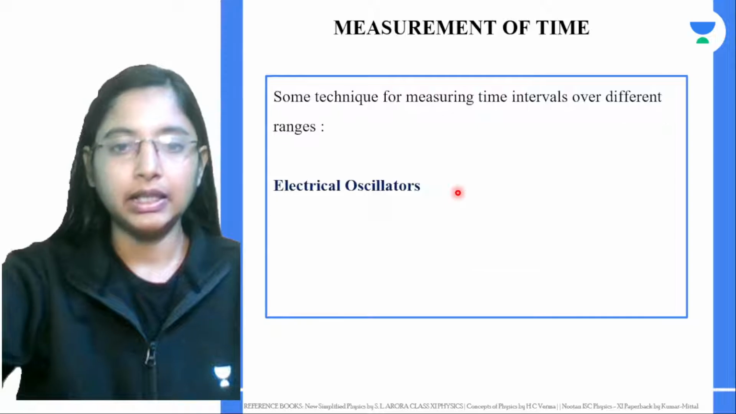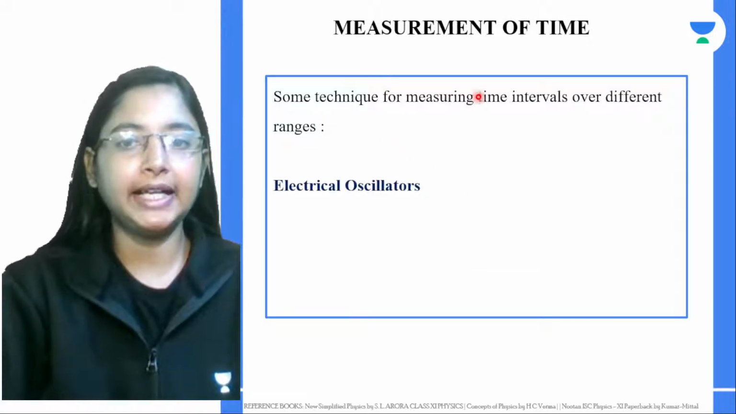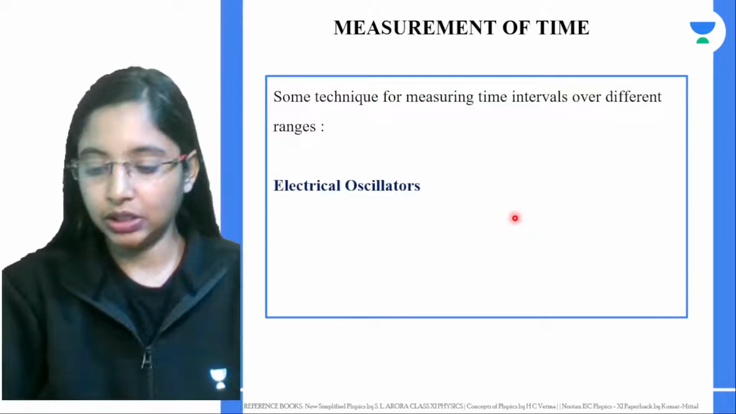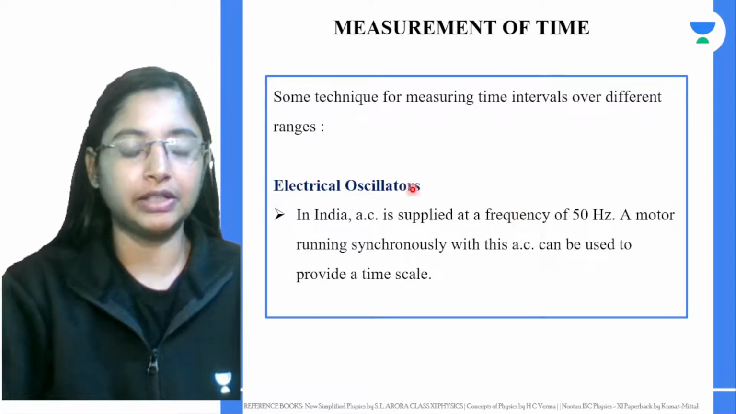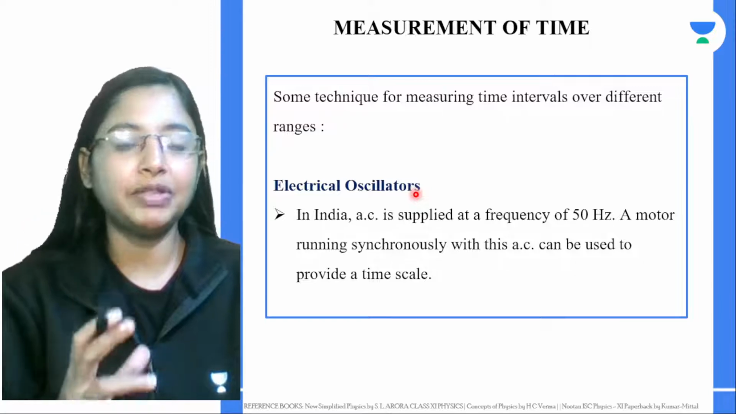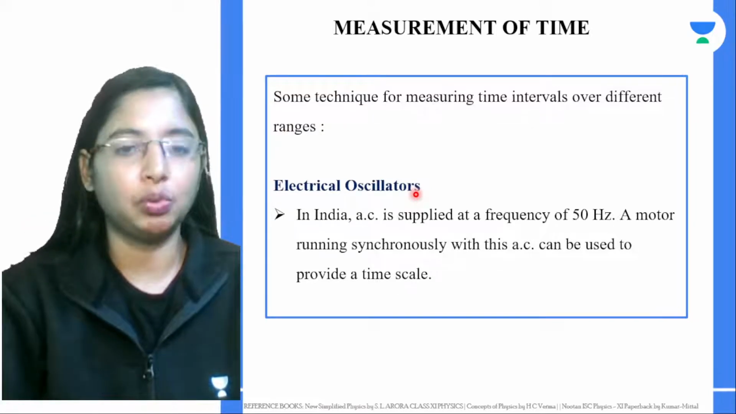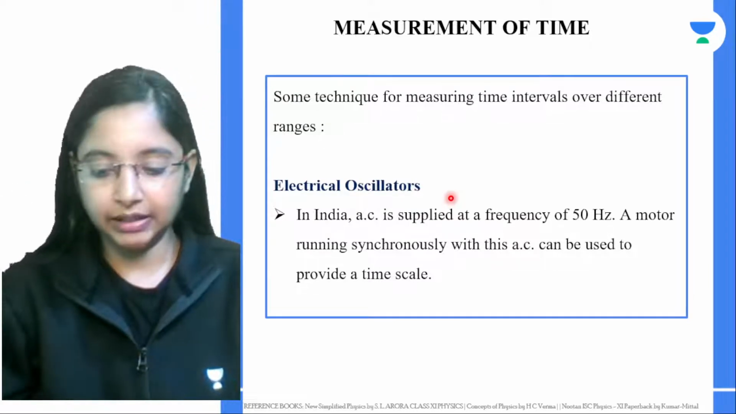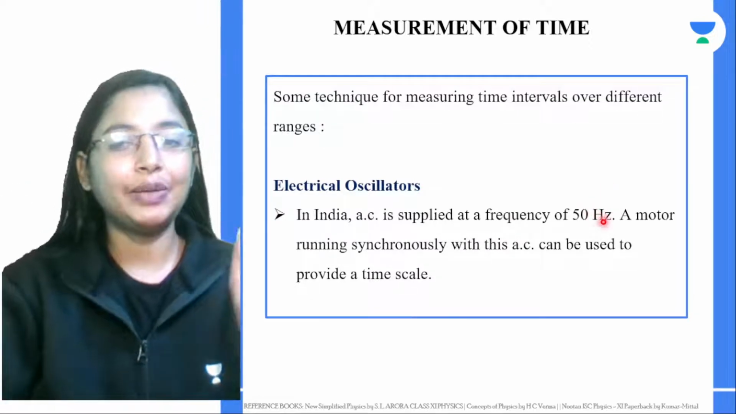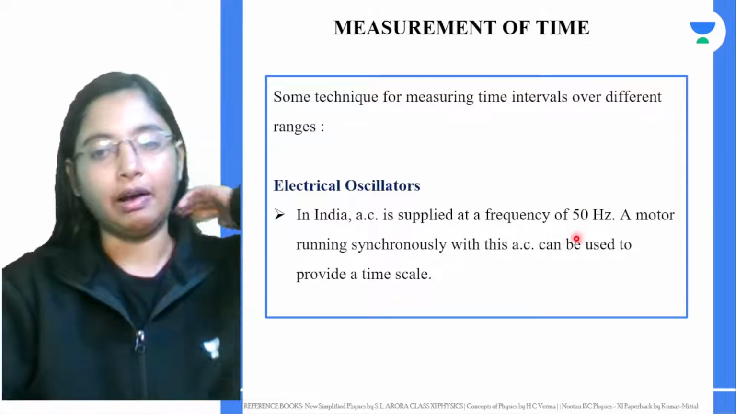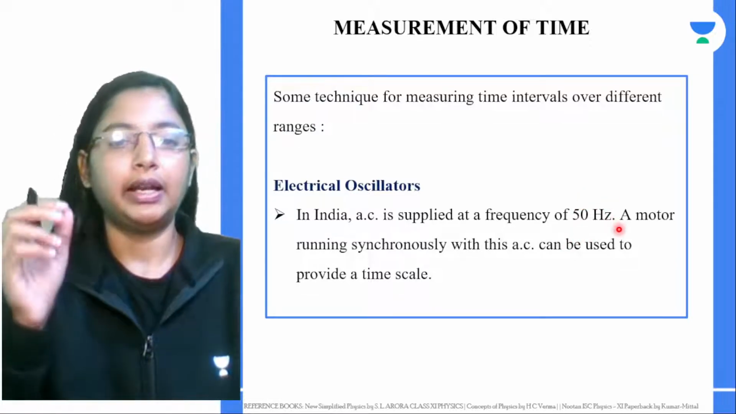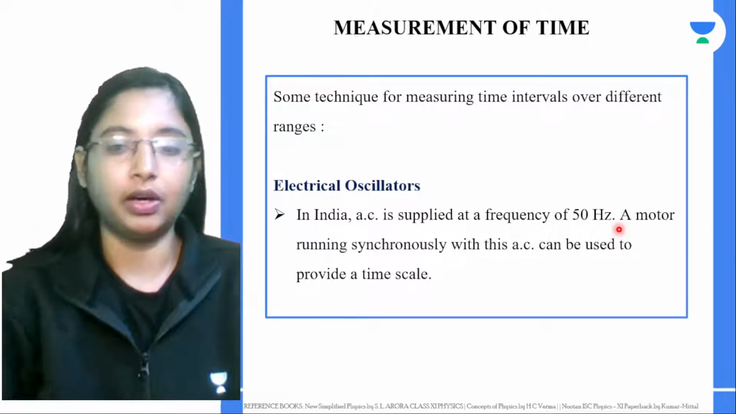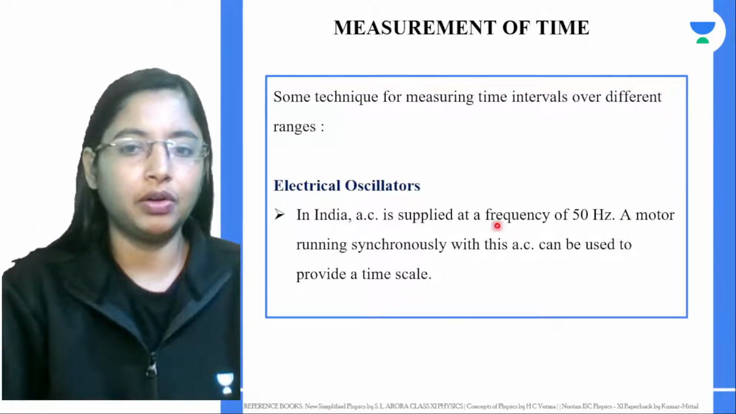Okay, next, the measurement of time. Some of the techniques for measuring time intervals over different ranges we would see. One is electrical oscillators. In India, the power supply voltage we are getting is around 220 volts. The AC we are getting in a house has a frequency of 50 hertz. AC you will again learn in your class 12, in detail. Class 10 you would have also come across this.